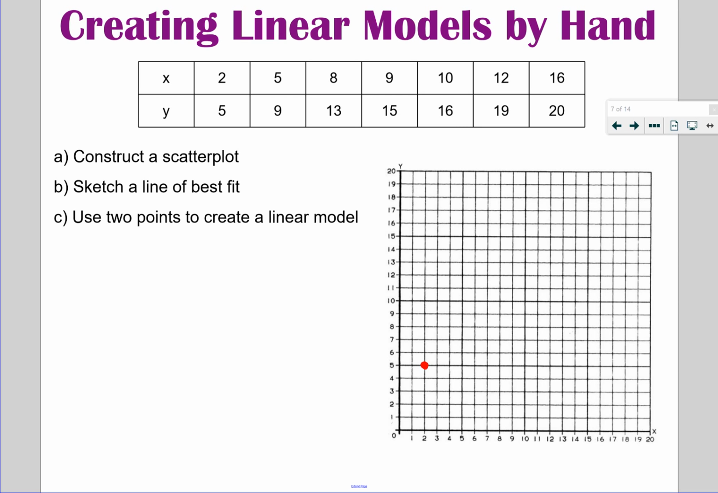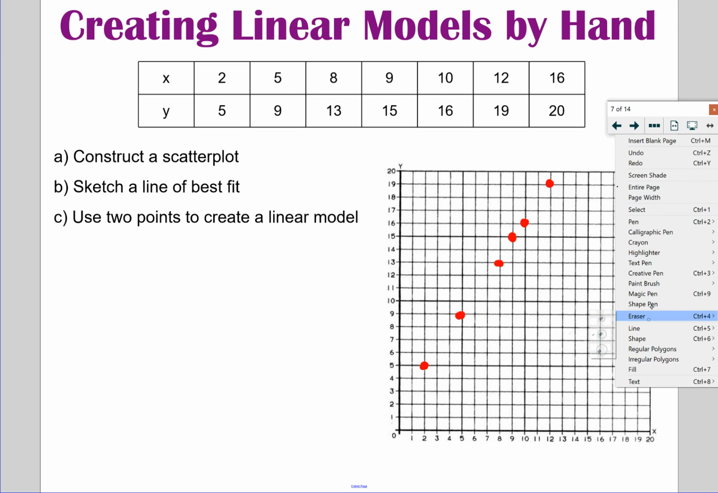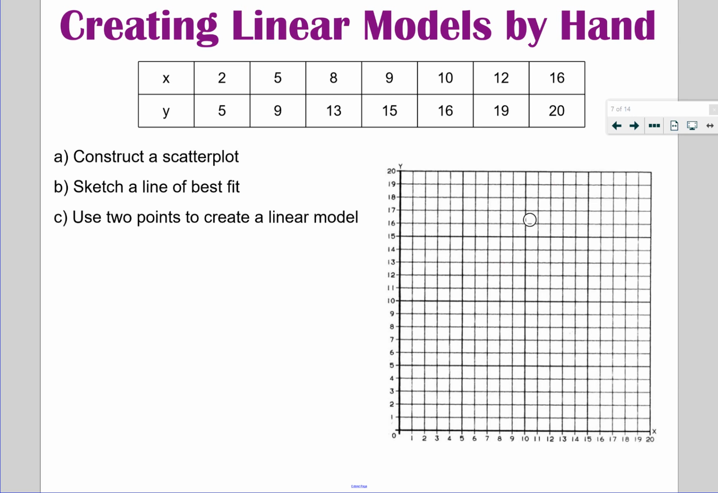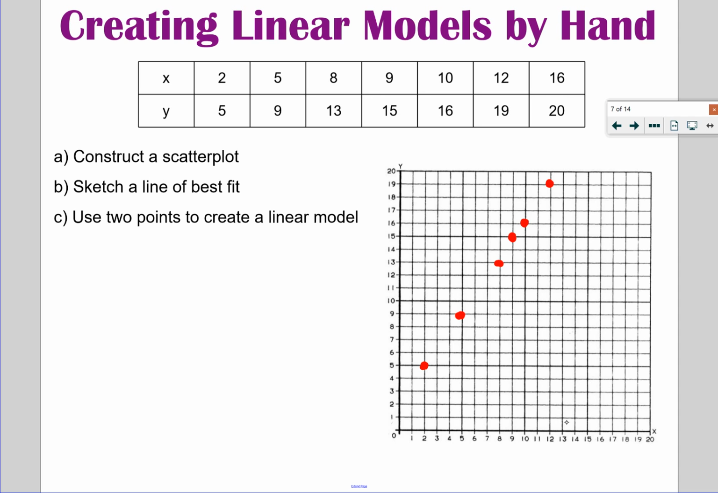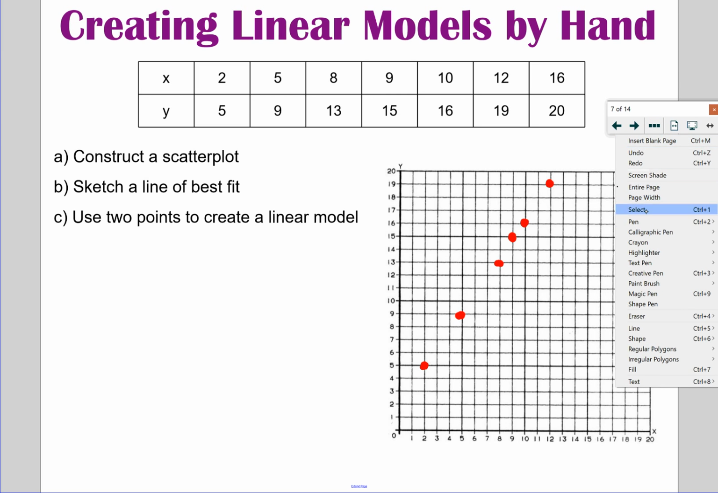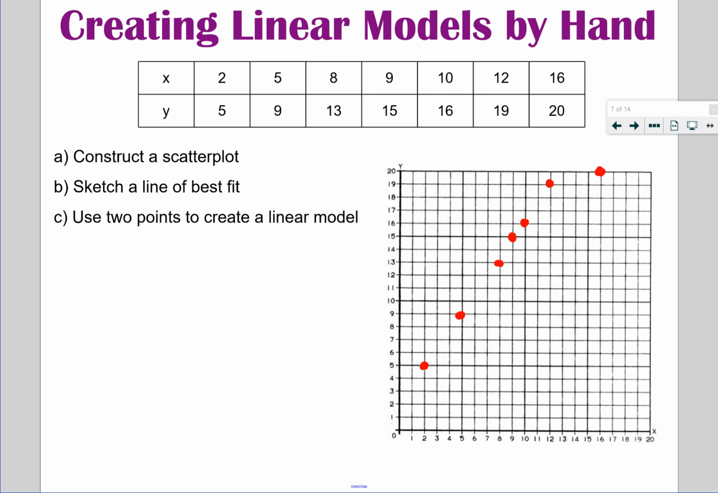So 2, 5, 2 to the right, 5 up, 5, 9, 8, 13, 9, 15, 10, 16, 12, 19, and 20. Oh my goodness, what am I doing? That is not right. I don't know what I'm doing. Did I do that right? 12, 19. Oh yeah. 16. 20. There we go. Okay.